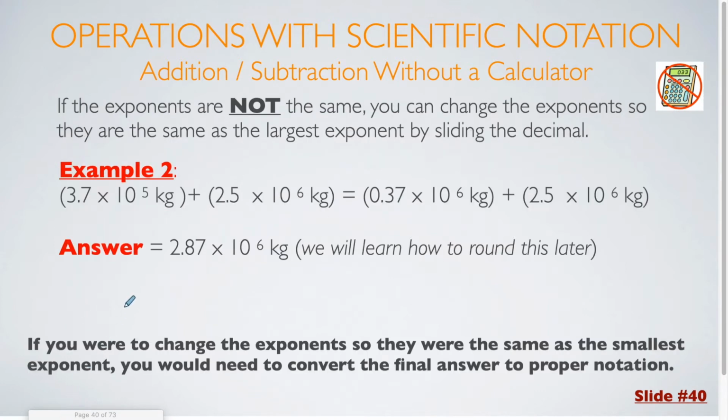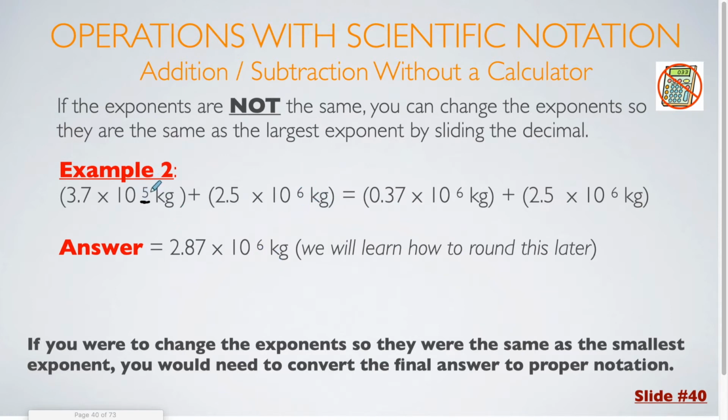If the exponents are not the same, you can change the exponent so that they are the same as the largest exponent by simply sliding the decimal. This is similar to what we did in the previous lesson. So if I had 3.7 times 10 to the 5th kilograms, and I wanted to add that to 2.5 times 10 to the 6th kilograms, I want to change this exponent until it matches this one, until it's a 6.